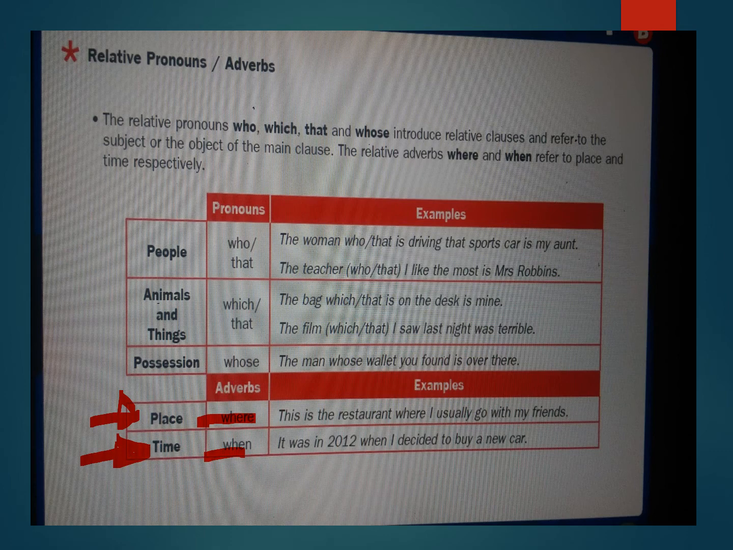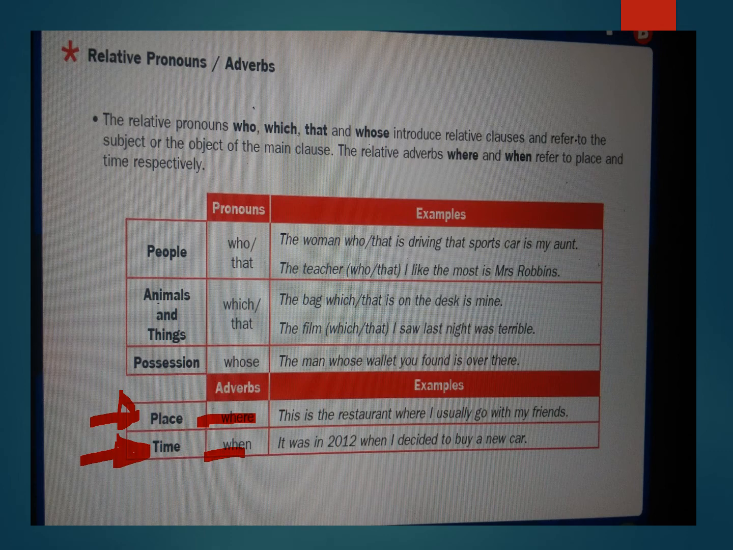For the place, what relative pronoun do we use? Where. And what relative pronoun do we use for the time? When. Now who can read the example of the place? Yes? This is the restaurant where I usually go with my family or with my friends. Very good. Why did we use where? Why didn't we use which, for example? Because it's a place. Very good. Because it refers to a place.